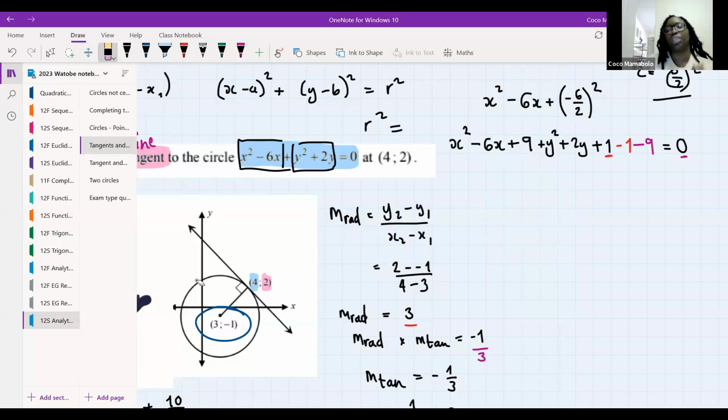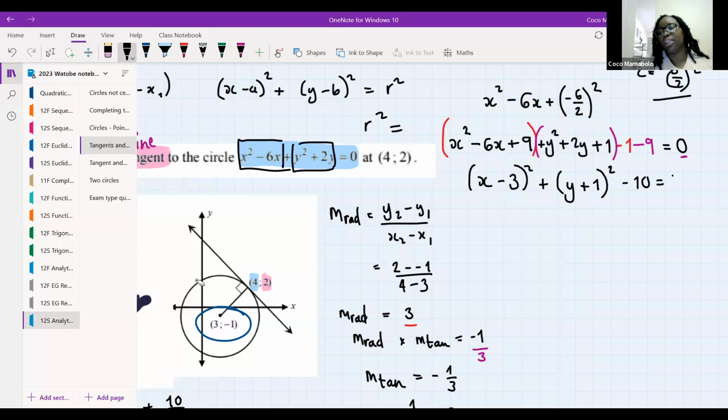But we're going to notice that if we group these three terms over here, x squared minus 6x plus 9 is a perfect square, right? And it factorises as x minus 3 all squared plus, and then we need to take this one over here. If we group that as a perfect square, it's going to give us y plus 1 all squared. And then I still have negative 1 minus 9, which is negative 10, is equal to 0.